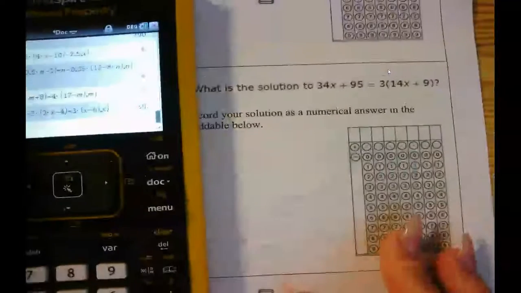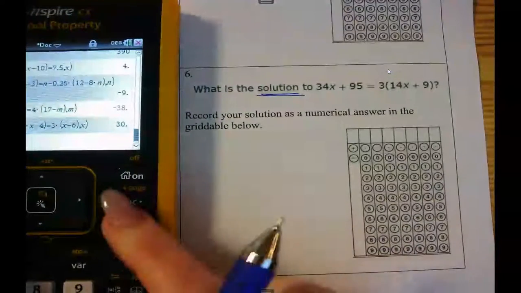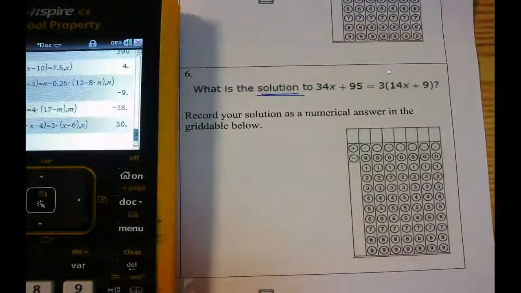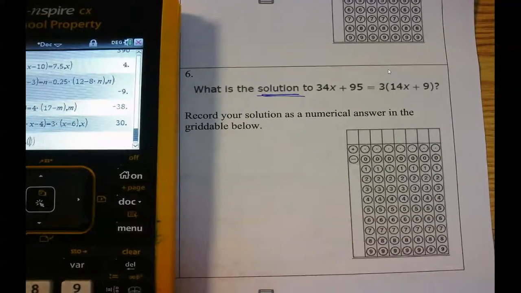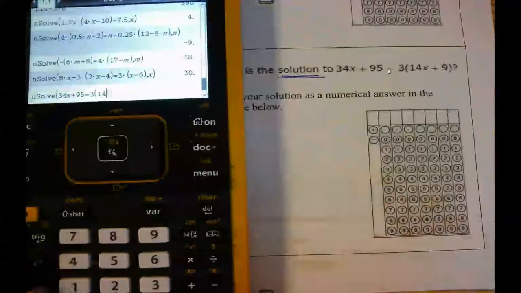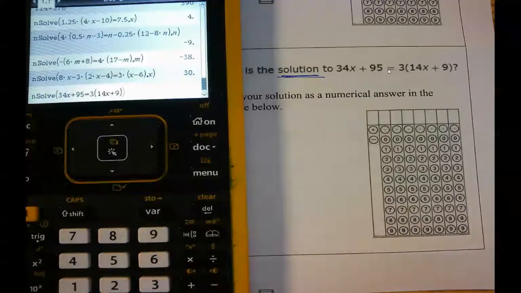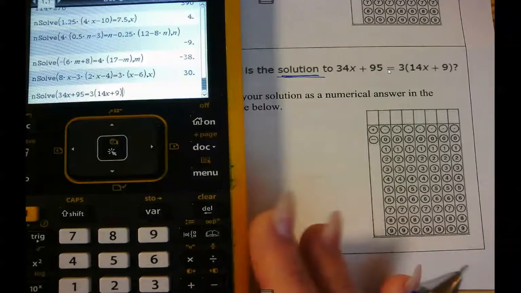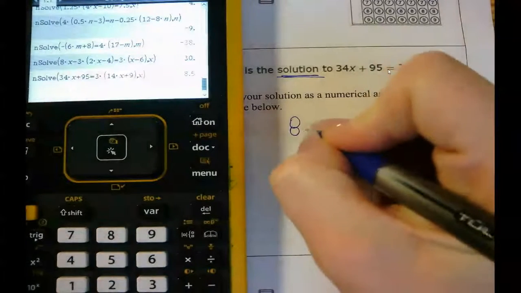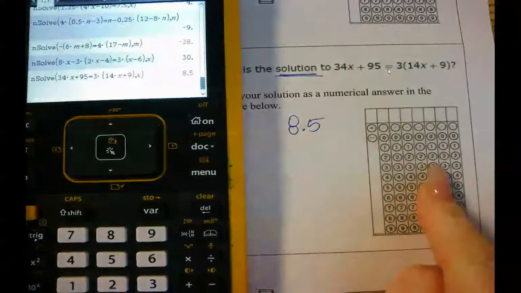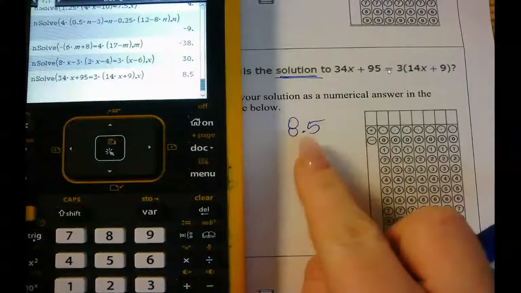Same thing, this one's a numerical response. Again, it says what is the solution to this? Menu 3, 1. 34x plus 95 equals 3, open parentheses, 14x plus 9, close parentheses, comma x, enter, and that is 8.5. Numerical response, you will type it in just like that: 8, period, 5.